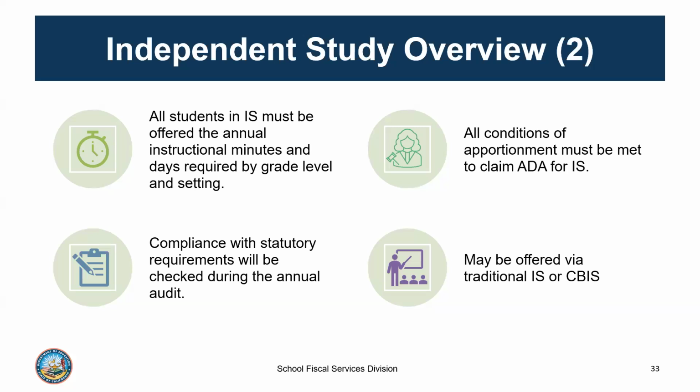All students in independent study must be offered the minimum annual instructional minutes and days that apply to their grade level and setting. All conditions of apportionment must be met in order to claim attendance for independent study. Compliance with statutory requirements will be checked during the annual audit. Independent study may be offered via traditional or course-based independent study.